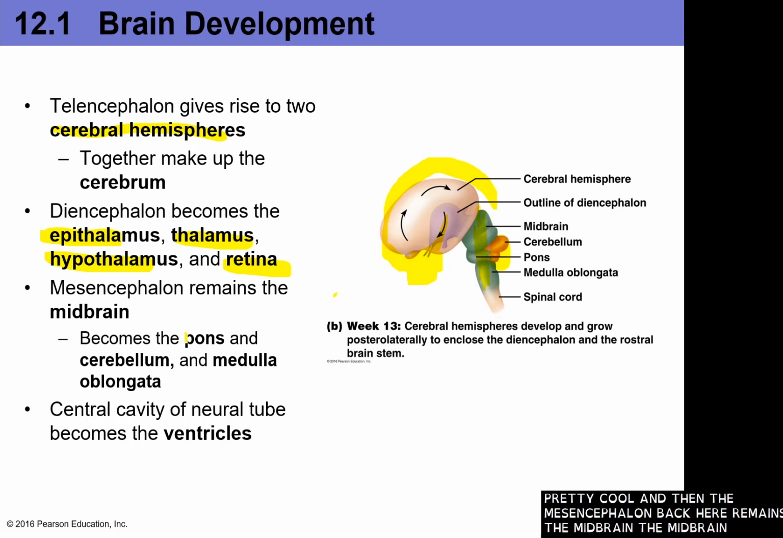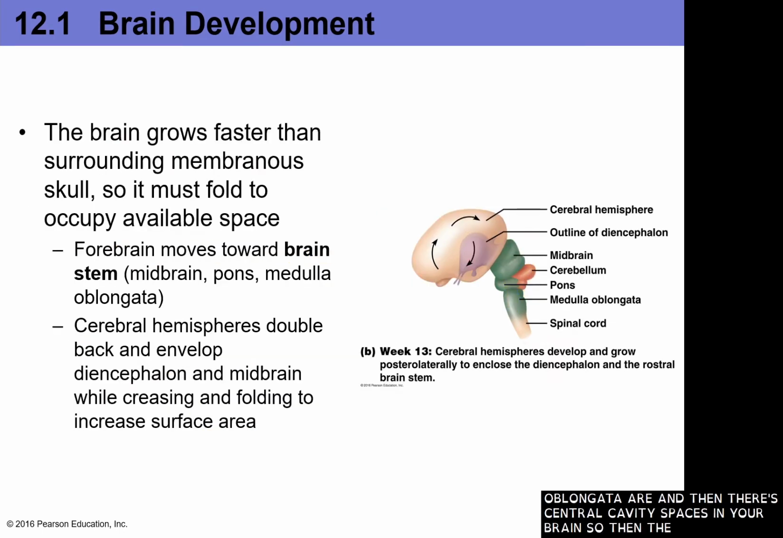The midbrain is where the pons, cerebellum, and medulla oblongata are. And then there's a central cavity in there that forms the ventricles, or the spaces in your brain. So then the brain grows faster than the surrounding skull. And if you notice, babies have a very large head compared to the rest of the body. It's pretty much to fit this brain. And that's one unique thing with humans.